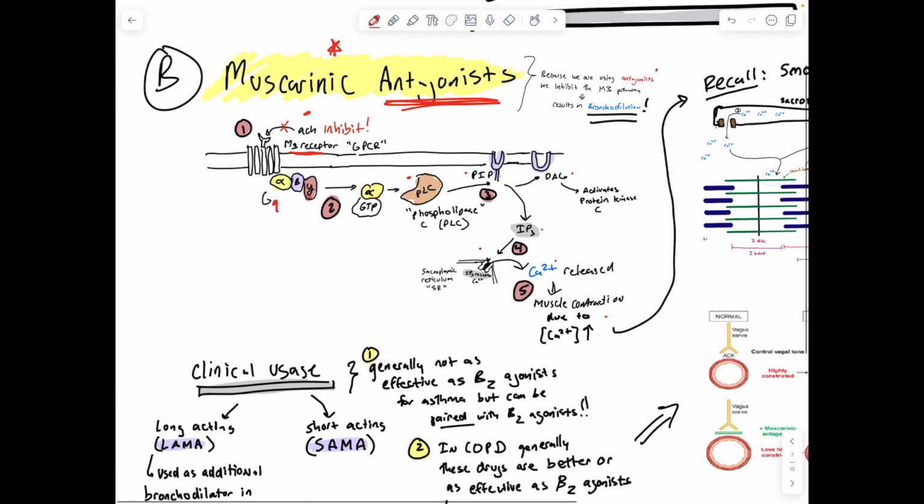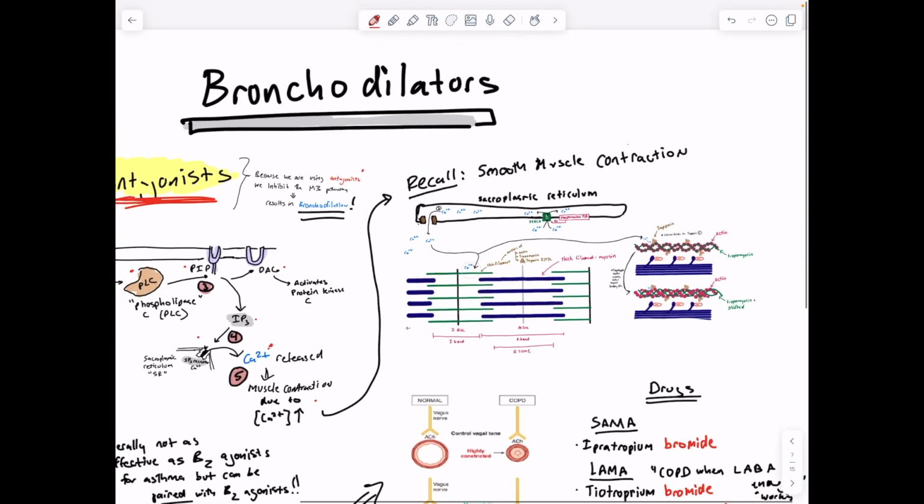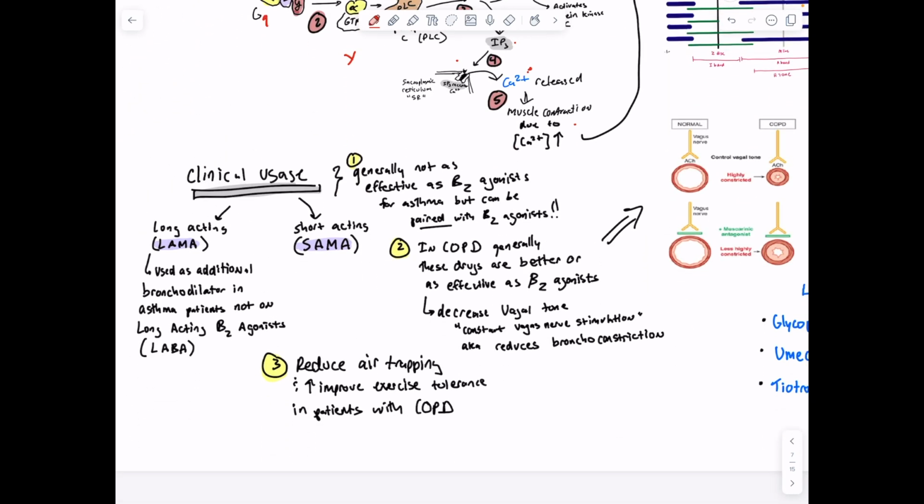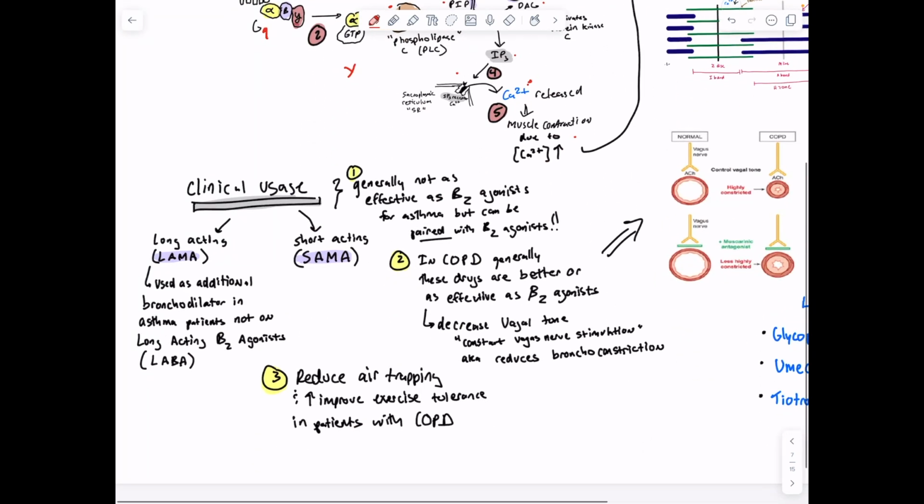All right, so that's if this pathway is being activated. Our antagonists are going to inhibit this, and therefore result in this whole pathway being inhibited, less calcium being released into the cytoplasm, and therefore less smooth muscle contraction, and therefore bronchodilation. All right, so what are the clinical usages? Our muscarinic antagonists are generally not as effective as beta-2 agonists for asthma, but they can be paired with beta-2 agonists, so you kind of step up your treatment.